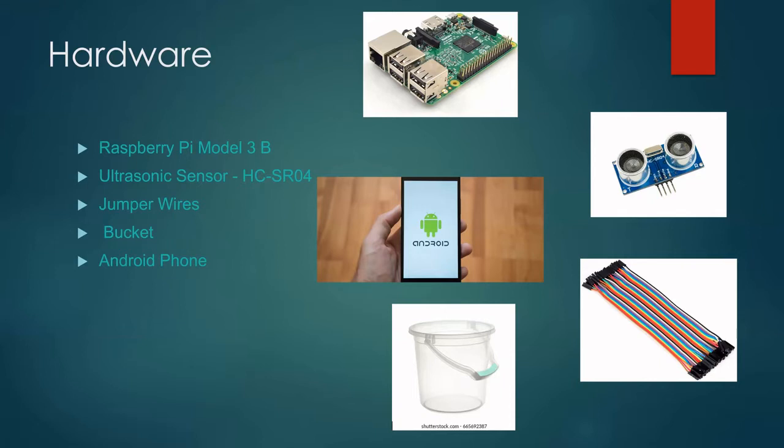So the list of hardware used is: Raspberry Pi Model 3B, which was used to run the Python server and get the data from the ultrasonic sensor. Ultrasonic sensor HC-SR04 was used to measure the depth of liquid from the top of the container. Jumper wires were used to connect the Raspberry Pi and the ultrasonic sensor. A bucket contains water whose liquid level has to be monitored, and an Android simulator was used in place of an Android phone.